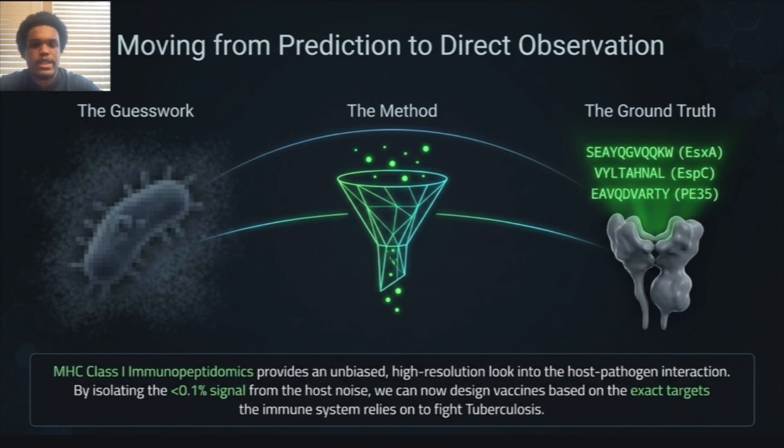Lastly, I wanted to reiterate this take-home point. MHC1 immunopeptidomics is a high-resolution tool that moves us beyond prediction and into direct observation of antigen presentation.